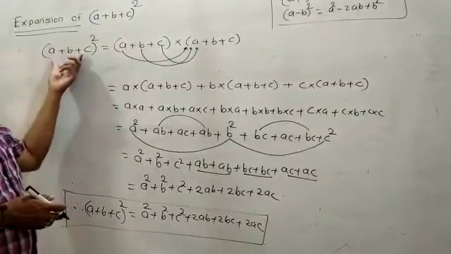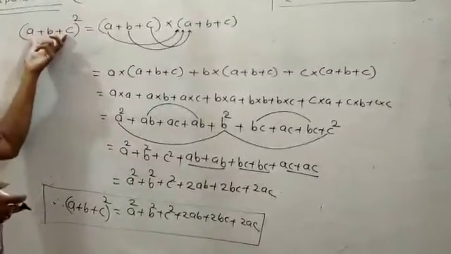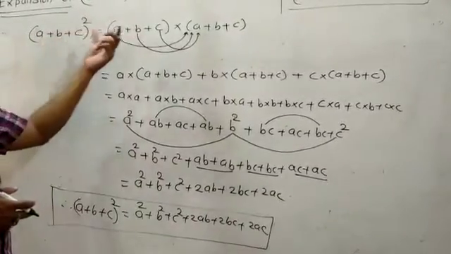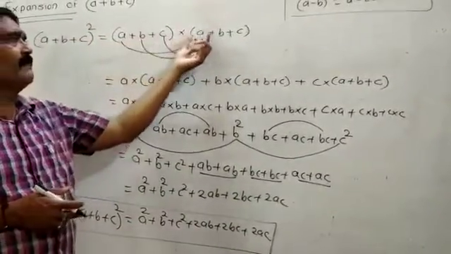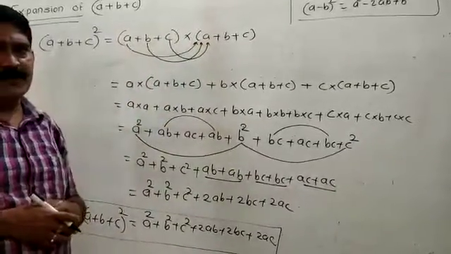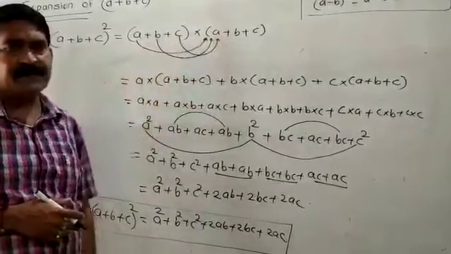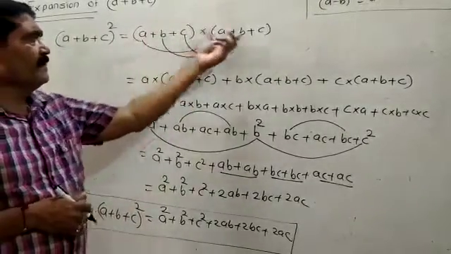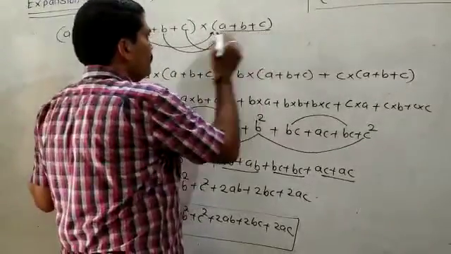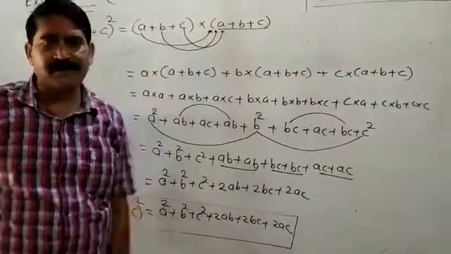This I will write as (a plus b plus c) whole square. Square means 2 times multiplication, means the same bracket will multiply with the same bracket. So a plus b plus c is multiplied with a plus b plus c. After that you have to utilize the distributive law. Distributive law means a multiplied by this whole bracket plus b multiplied by this whole bracket plus c multiplied by this whole bracket.